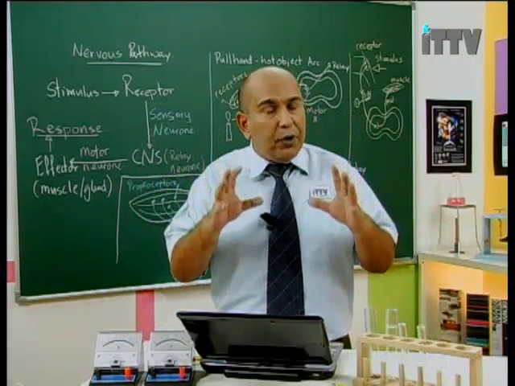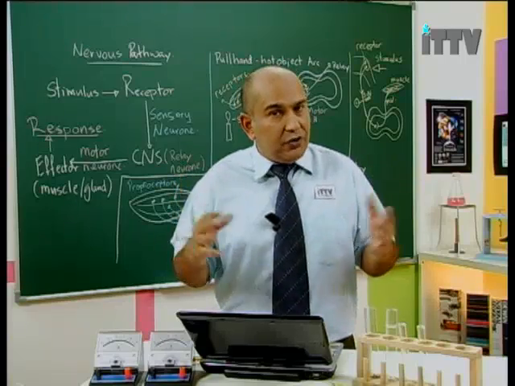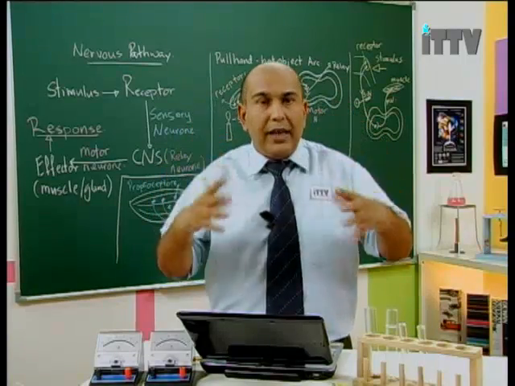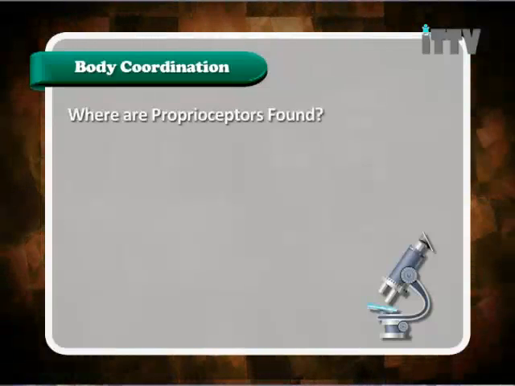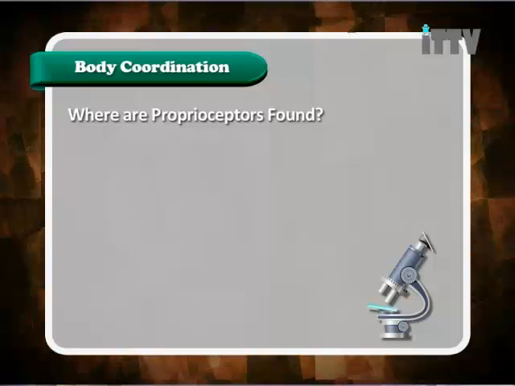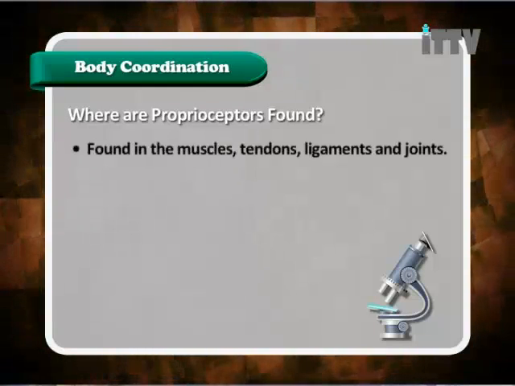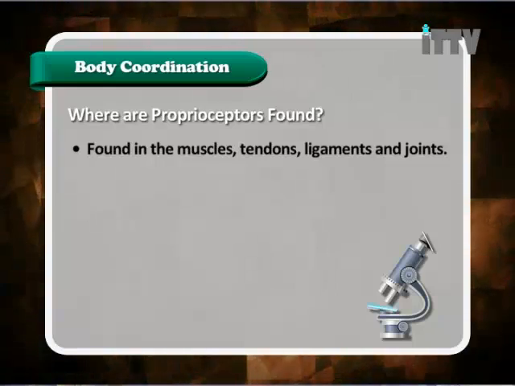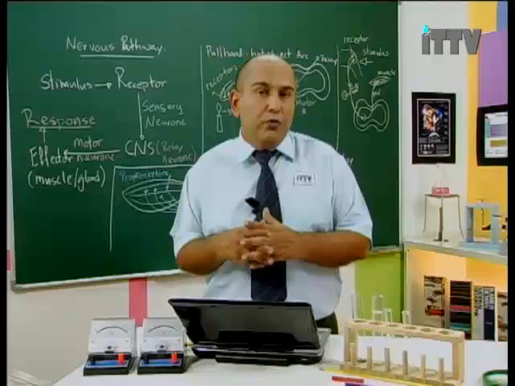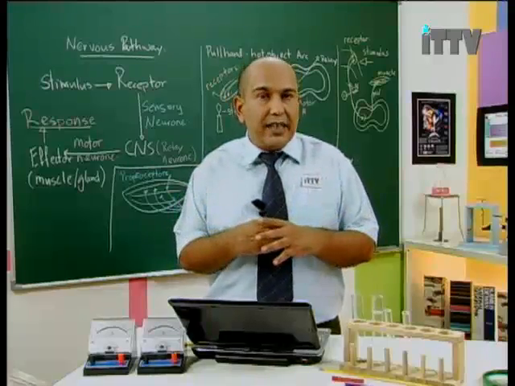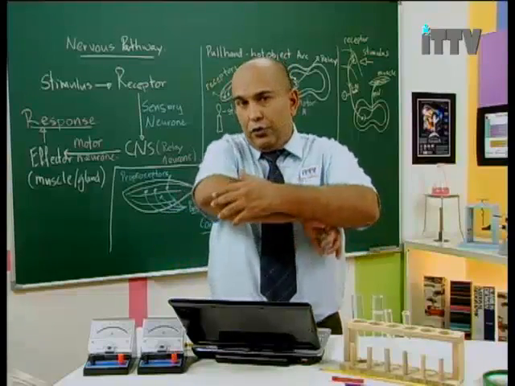So we have proprioceptors, also known as stretch receptors, that tell the brain what the muscle is doing. Where are proprioceptors found? Found in muscles, tendons, ligaments, and joints. So they're found in all the key areas that are involved in movement. Your muscles, your tendons, your ligaments, and your joints.